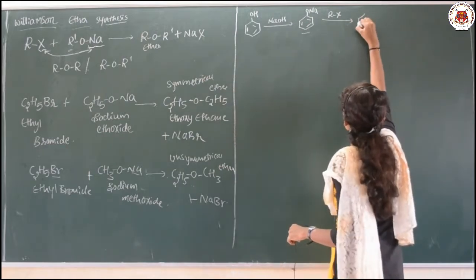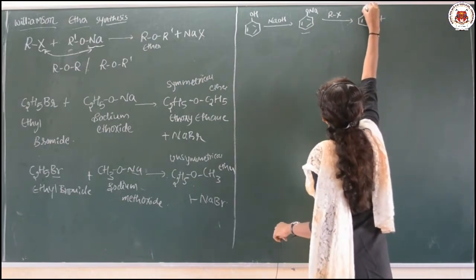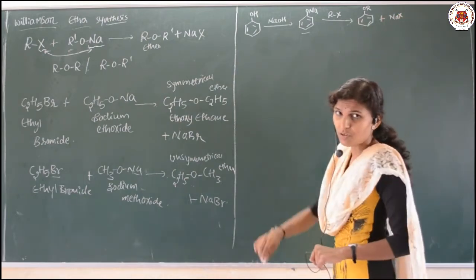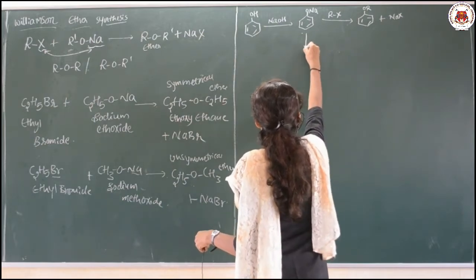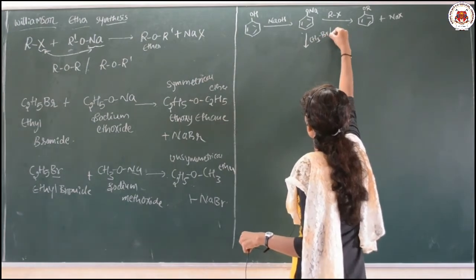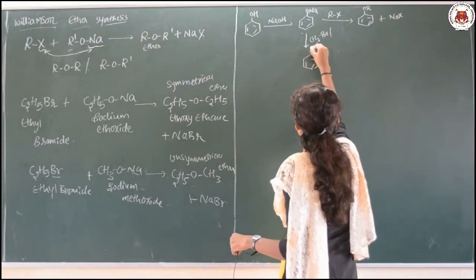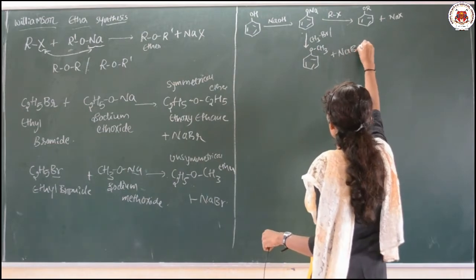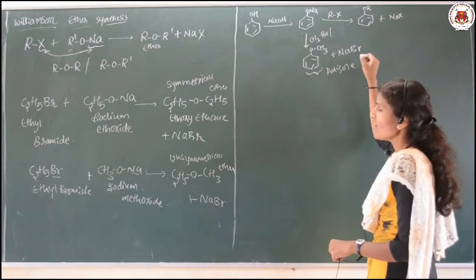So what you are going to get is the ether plus NaX. Or else you can take an example: directly treat with CH3Cl or CH3Br. So what you are going to get here is OCH3, with the release of NaBr. This compound is known as anisole.